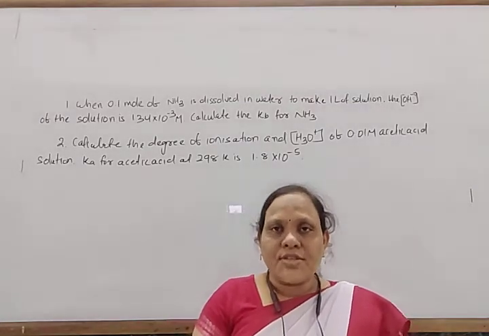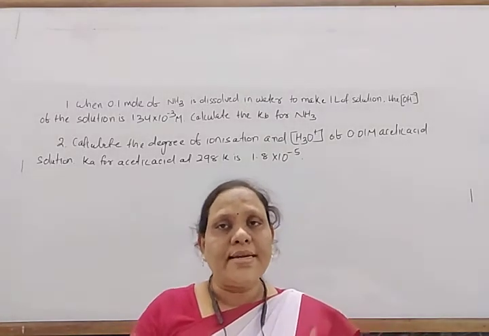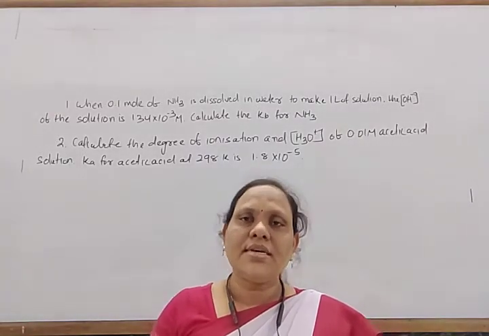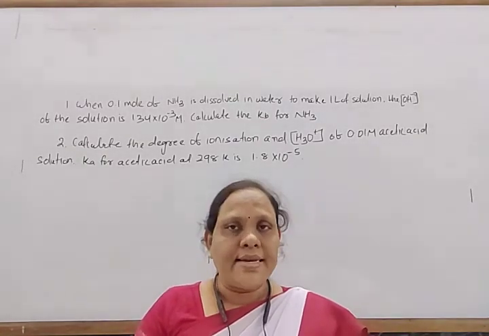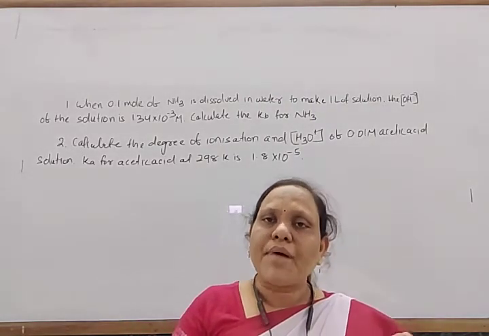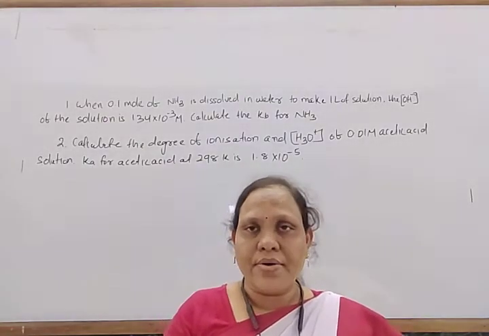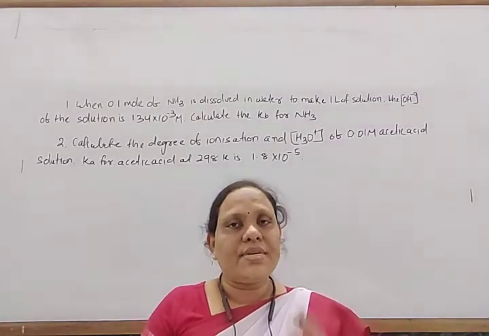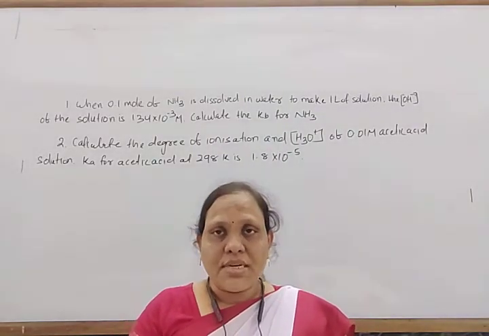That means if the concentration increases, then the ionization of the weak electrolyte decreases. If the volume increases or the concentration decreases, then the ionization of the weak electrolyte increases. For example, if you take 1 mole of acetic acid in 500 ml of solution, then how many parts of acetic acid are ionized? If you dilute it to 1 liter, then the ionization of the acetic acid increases. So this is known as your Ostwald dilution law.